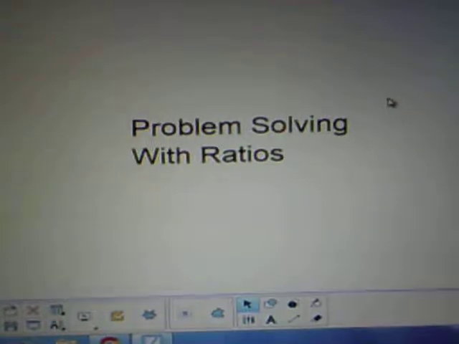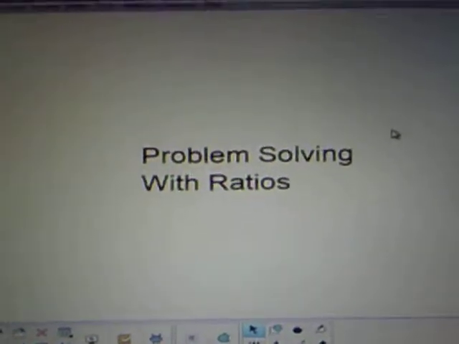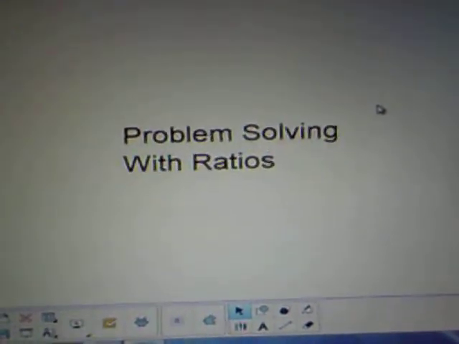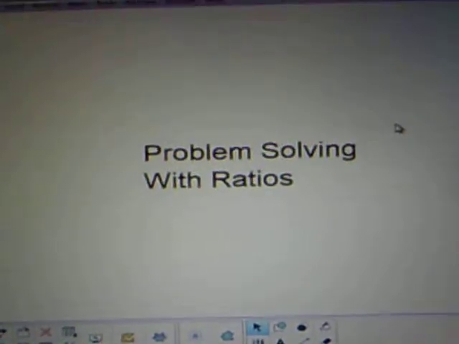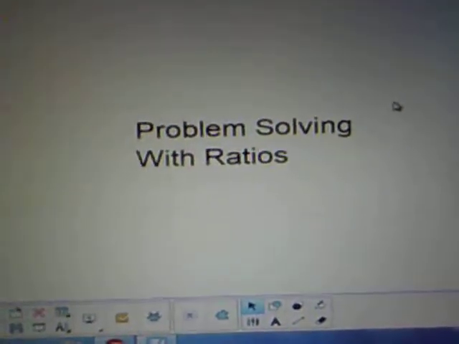Today's video will be about problem solving with ratios. In previous videos we talked about what ratios are and how to make a ratio. We also talked about equal ratios and how to find equal ratios given a ratio. Now we're going to extend that skill and use equal ratios in order to solve problems.